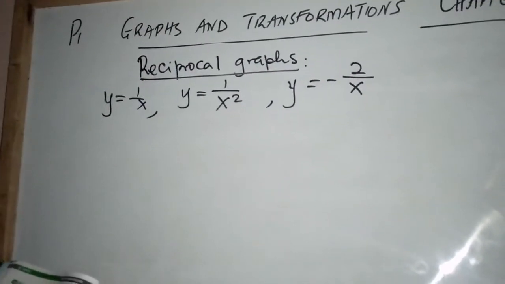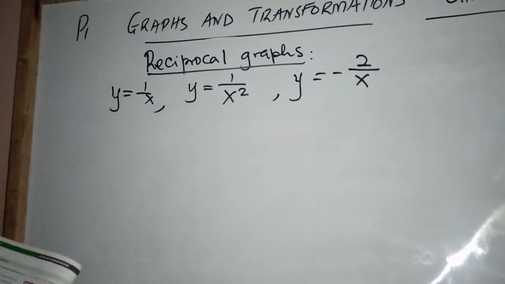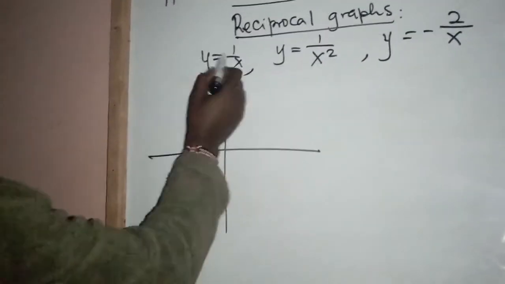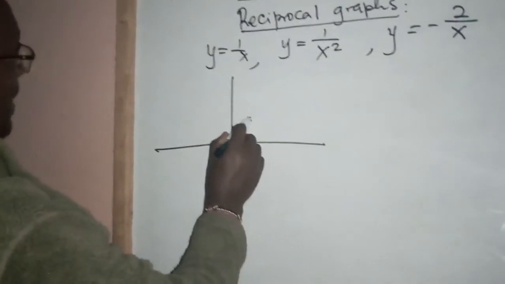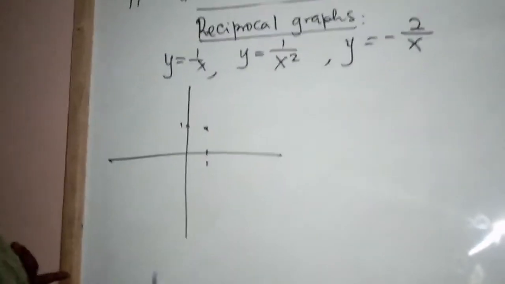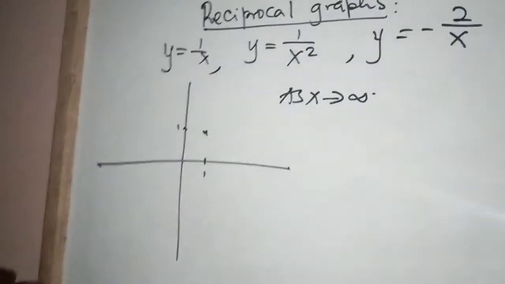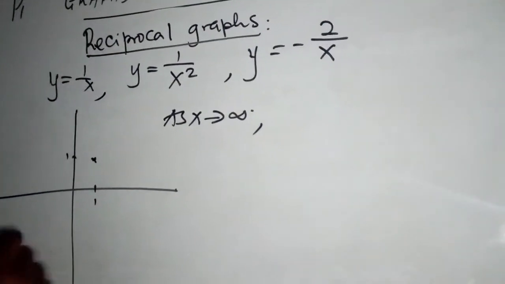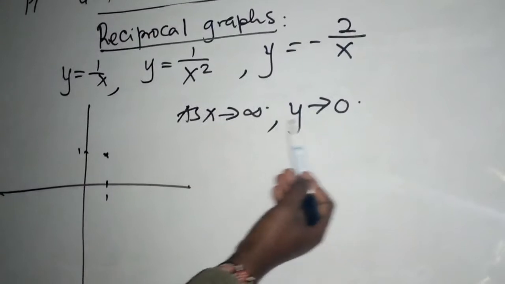In this case, let's start with the graph of y is equal to 1 over x. Let's just sketch it over here. Assuming x is 1, then 1 over 1, y is 1. As x approaches positive infinity, 1 over a very big number is not equal to 0, but it is approaching 0. So, as x approaches infinity, y approaches 0.